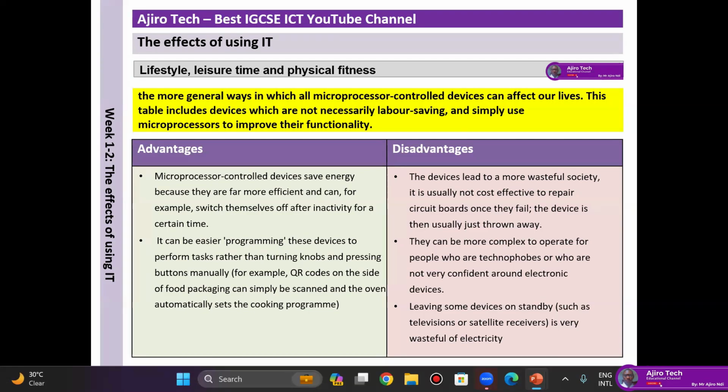However, it can lead to a more wasteful society. Yes.